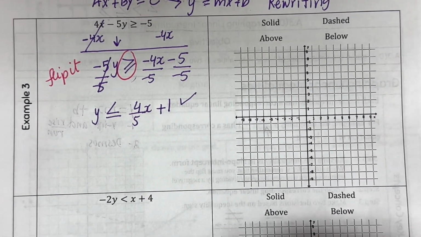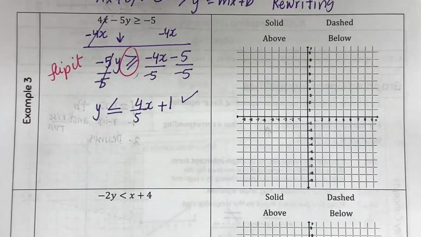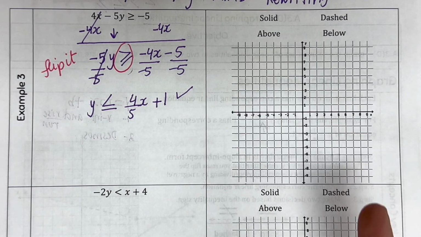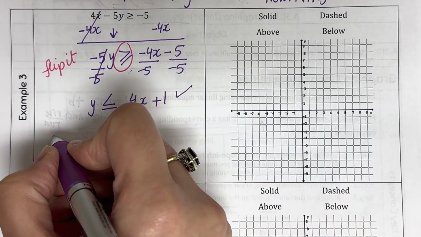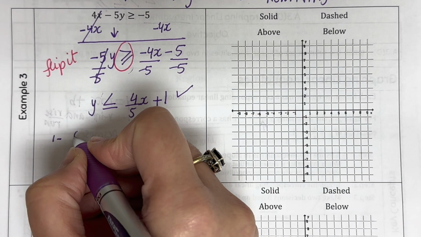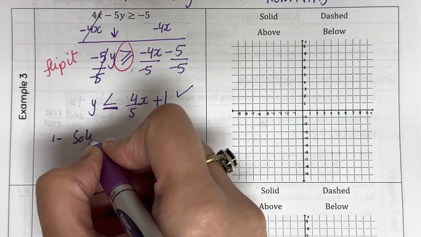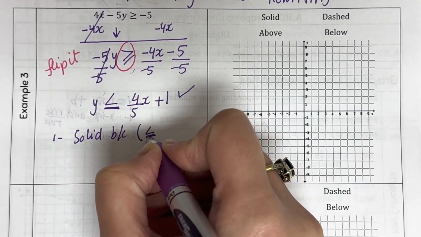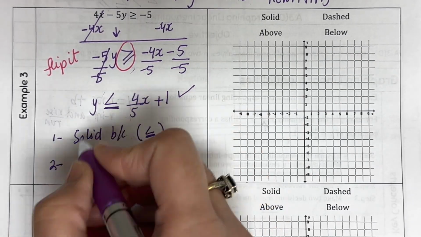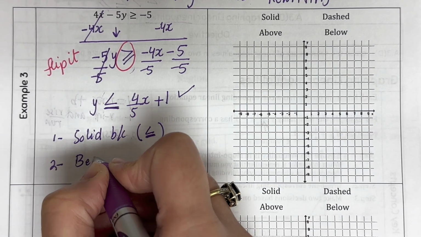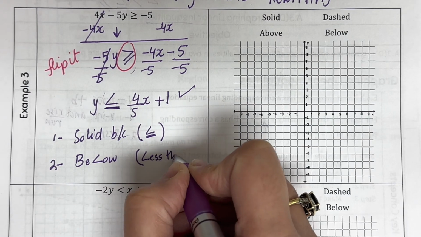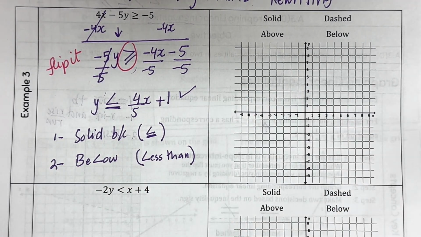Now I have my line. This is correct. Since I have to draw the inequality on the graph, I have to pay attention to 2 things. Number 1, what type of line is that? And number 2, where's the shading? So I'm going to answer those 2 questions. This is a solid line because it has equal in it. And it is a less than, so the shading is below. The shading is going to be below and the line is going to be solid.